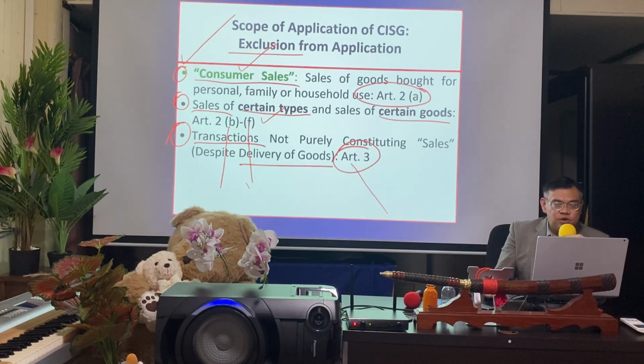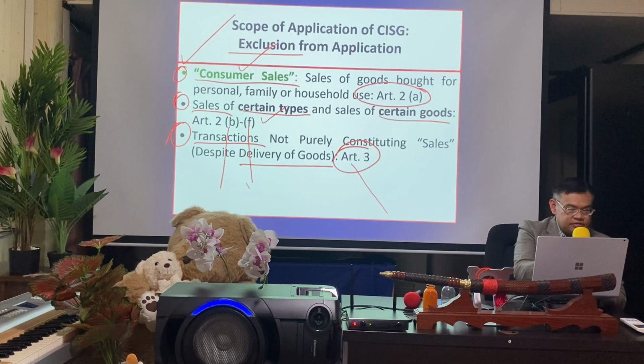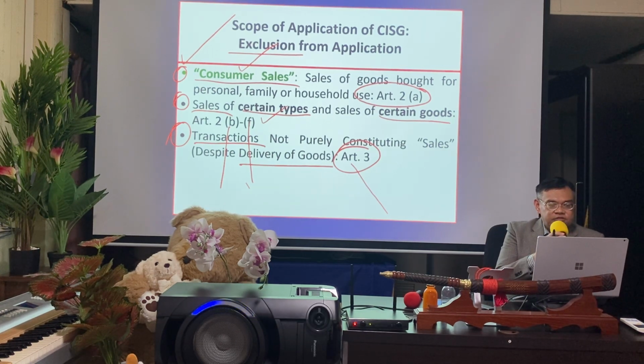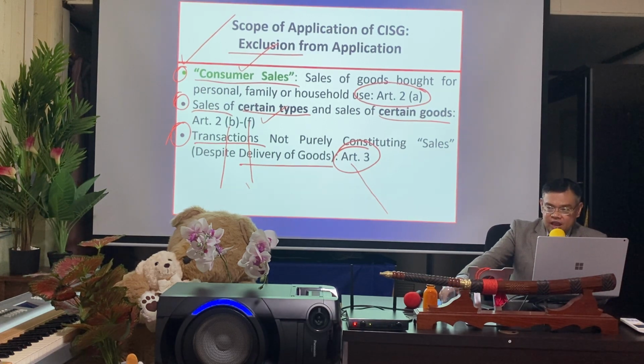But one thing we have to bear in mind is that the CISG also contains exceptions or exclusions. The CISG excludes some sales or transactions from its application. There are three things. The first one is the consumer sale. The second one has to do with certain types of sales or certain types of goods, which are excluded from the application of the CISG.